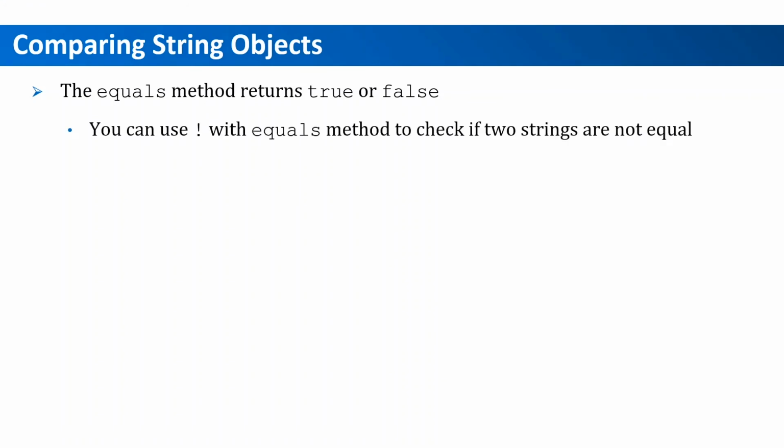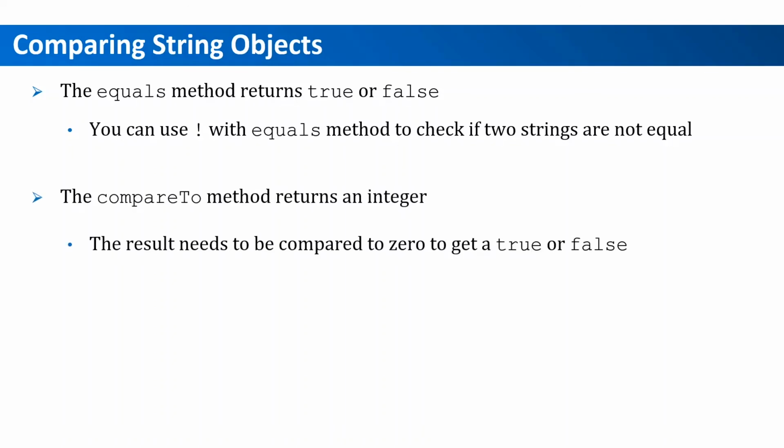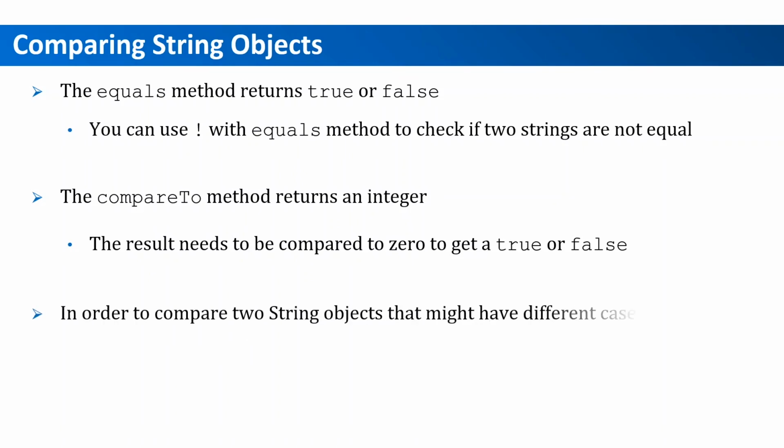So keep in mind, equals method evaluates to true or false. If you use the logical NOT, it will be checking for not equal. The compareTo returns an integer, and this means that if you want to turn it into logical true or false, you have to put the method's output in a relational expression where you ask if the result is equal to 0, positive, or negative. Java also provides two additional methods to compare strings without considering the casing, named equalsIgnoreCase and compareToIgnoreCase.